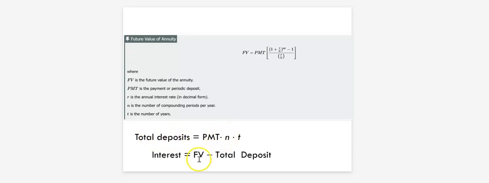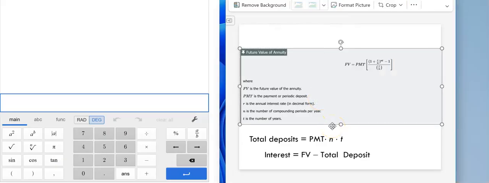And another part in this problem is to find the interest from the annuity. The interest is the difference of the future value and the total deposit. So future value minus total deposit gives you the interest. Okay, the future value you get from the formula, and the total deposit you get from this formula, and you subtract, and you get the interest that you earn from the annuity.